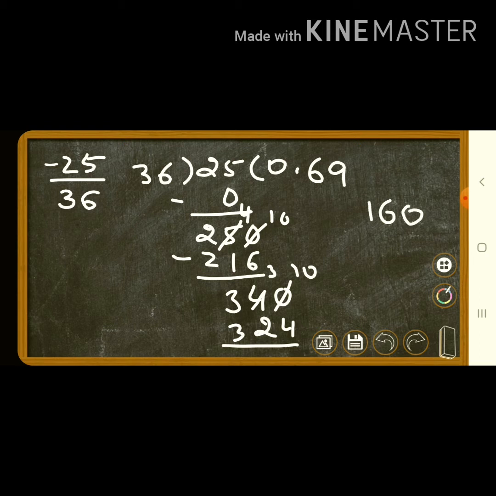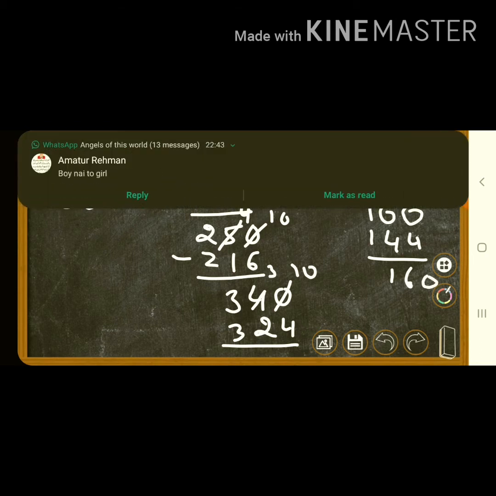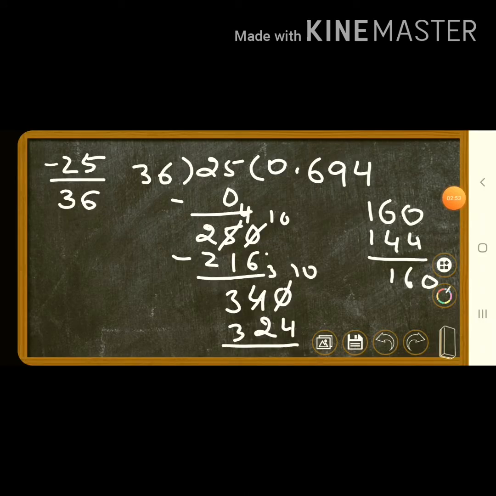So 36 4s are 144. Remainder is again 16. Keep a 0 again. Again 36 4s, 144. Remainder being 16. So in this way it continues.